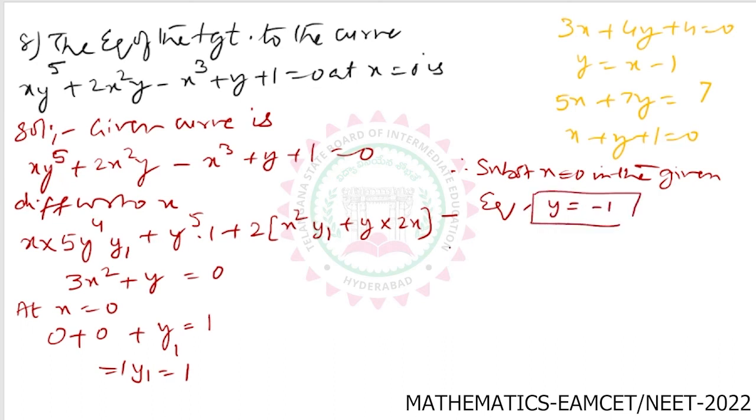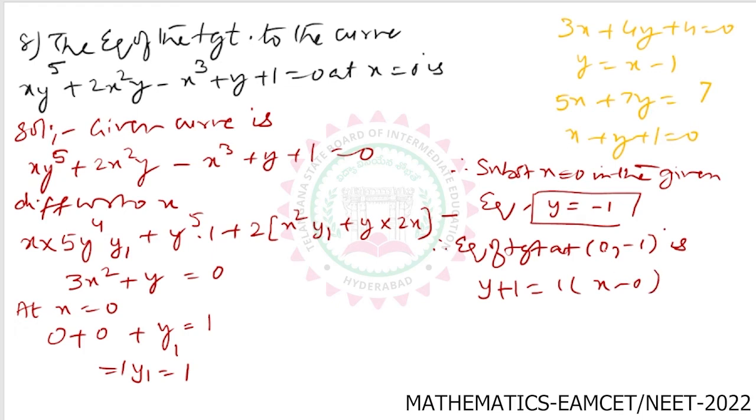So, therefore, equation of tangent at (0, -1) is y minus y1, that is y plus 1, is equal to m. What is m? 1, into x minus x1. What is x1? 0. So this is nothing but y plus 1 is equal to x, or y equal to x minus 1, which coincides with option number 2. Is it clear? Therefore, the second option is my correct answer. Okay, y equal to x minus 1.